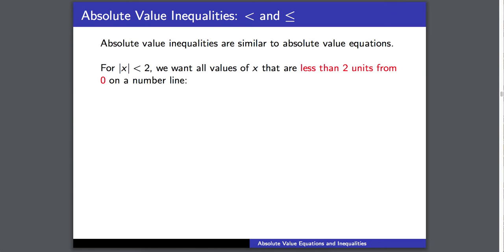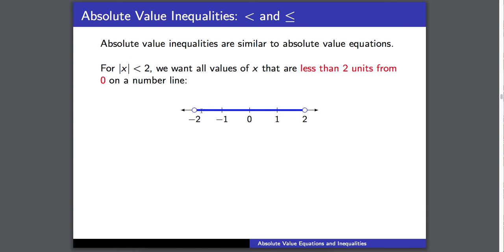So for something like the absolute value of x is less than 2, what we're looking for is not the values on the number line that are exactly 2 spaces away from 0. We want all the numbers or values on the number line that are less than 2 spaces away from 0. And so in that case, on our graph, our number line, all the values that are shaded make this original absolute value inequality true.